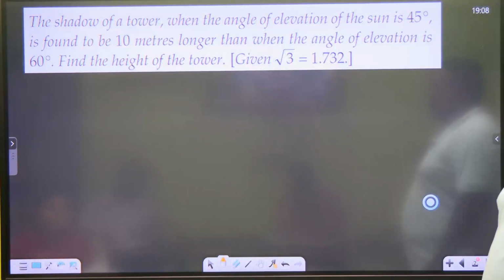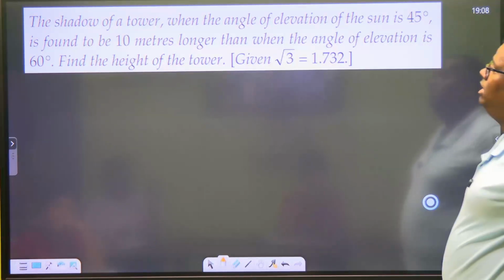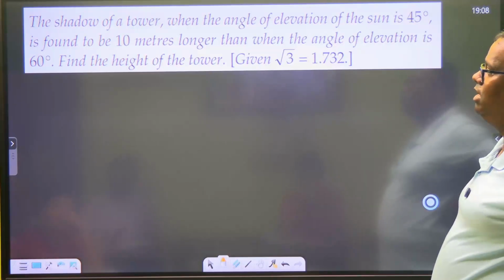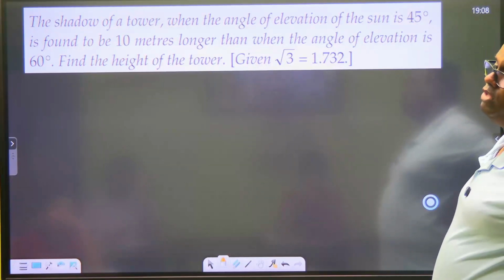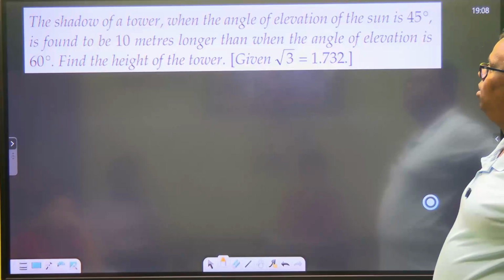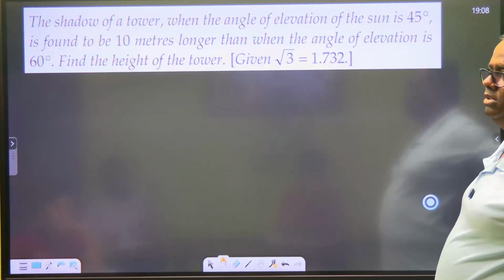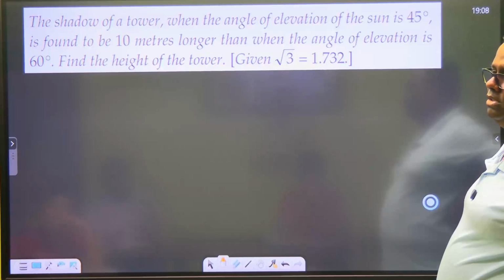Read the question first. Don't be in a hurry to make the diagram. Read it. So there's the tower. The shadow of the tower, when the angle of elevation of the sun is 45 degree, is found to be 10 meters longer than when the angle of elevation is 60 degree. I think we've done this problem, but still we can do it. Shall we?